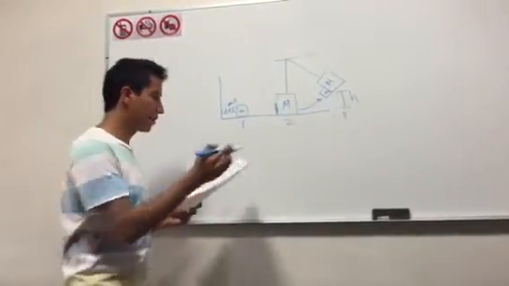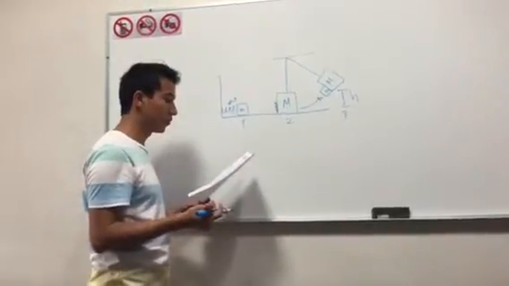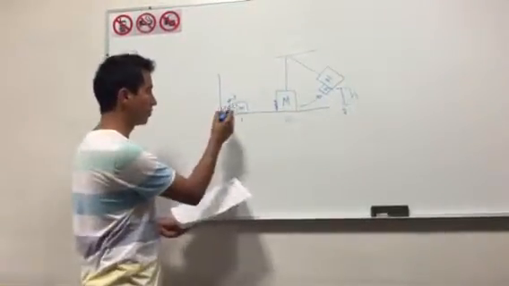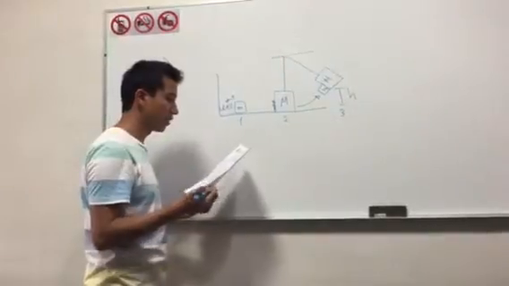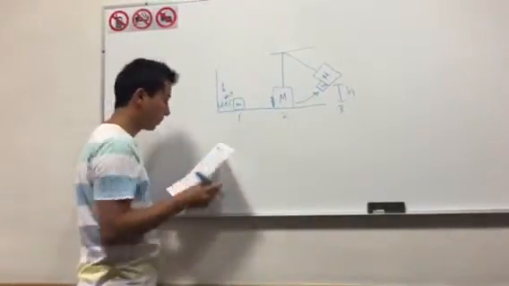There is a block of mass m, which is this, and it's at first at rest, compressing a spring, which is this, with a constant k and a distance x. We have a constant k.